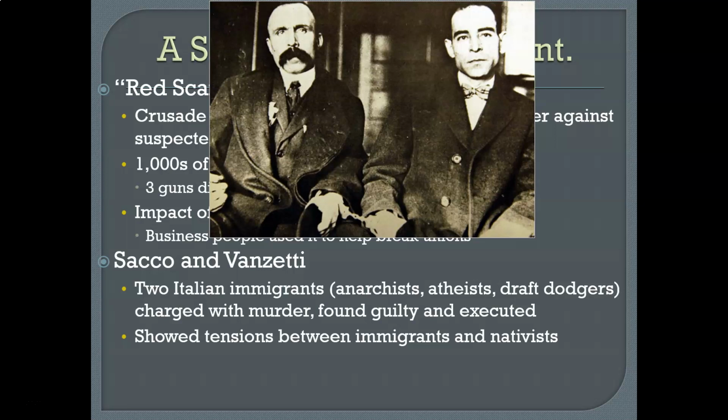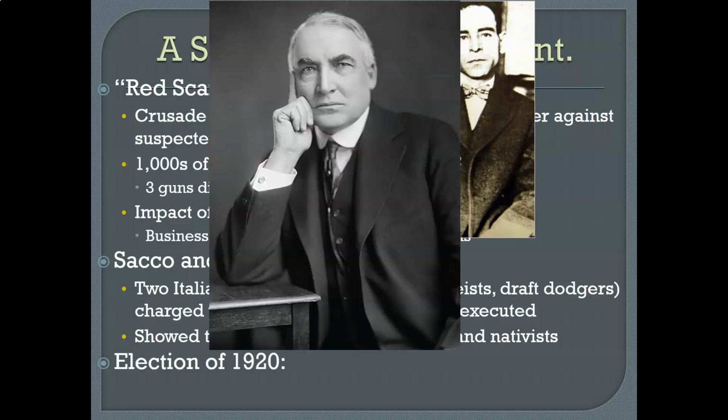So Sacco and Vanzetti kind of become the face of this scare, if you want to call it that, or this fear of immigrants in general. And over the next several years, public support for them grows. But on August 23rd, 1927, amid widespread protest in the United States, Sacco and Vanzetti, still proclaiming their innocence, died in the electric chair. And so they were unfortunately murdered.